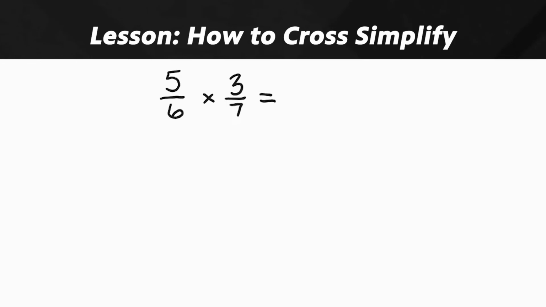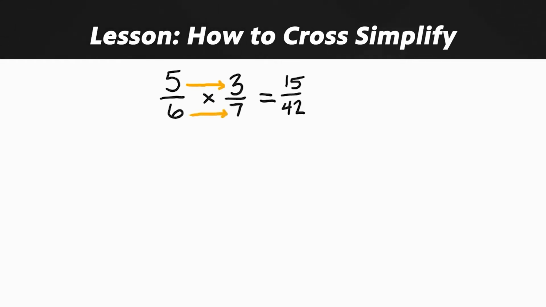Just as a reminder before we get started, if you want to solve these problems on your own, go ahead and pause the video here and give them a go. Then we'll do the answers together. For the first one, we have 5/6 times 3/7. You could certainly multiply straight across, which is 15 over 42.